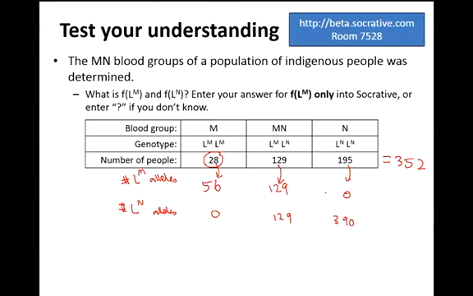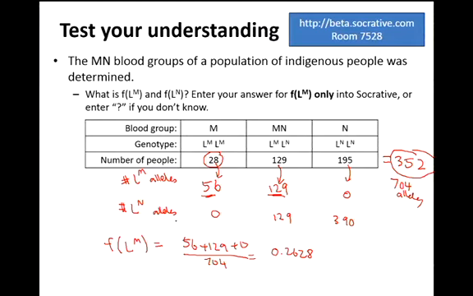So therefore, if you work out the frequency of the LM allele, this is just going to be 56 plus 129 plus 0, all over 352 people, and each person has two alleles, which means 704 alleles. And this turns out to be 0.2628. And we can do the same with the frequency of LN. It's going to be 129 plus 390 all over 704. And that's going to be 0.7372.